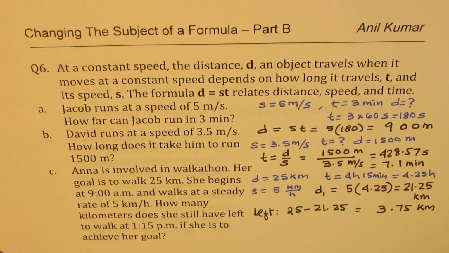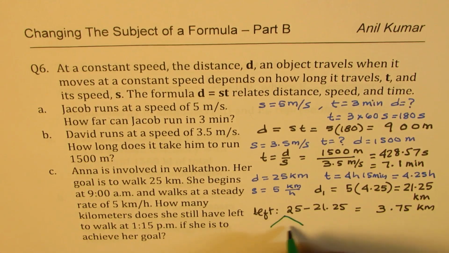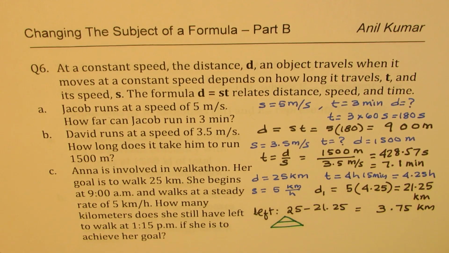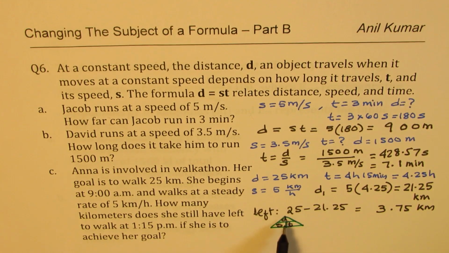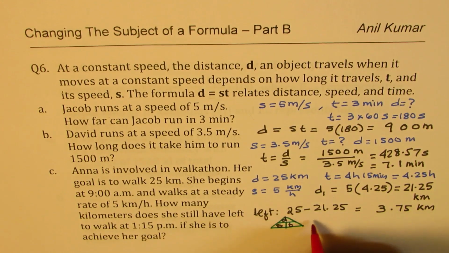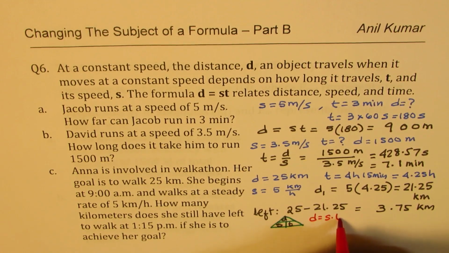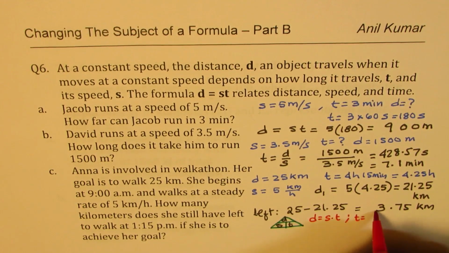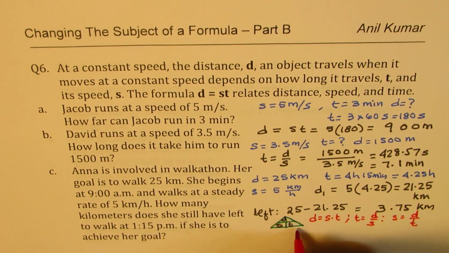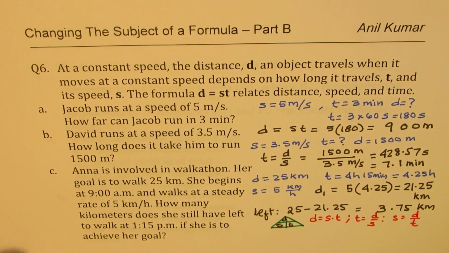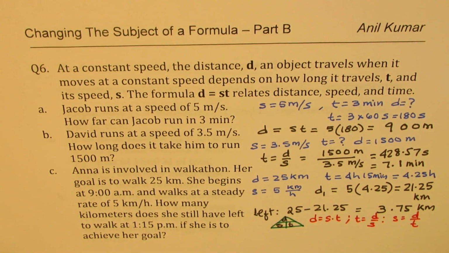Now, for most of our questions, we normally use this particular triangle whenever it comes to distance, speed, and time. In such cases, you can always see distance D right on top of the triangle related with speed and time. So distance is equal to speed into time, and time will be distance over speed, and speed will be distance over time. So you can see from this particular triangle all the three results. It helps you to rearrange the formula and work immediately. I hope that makes sense.